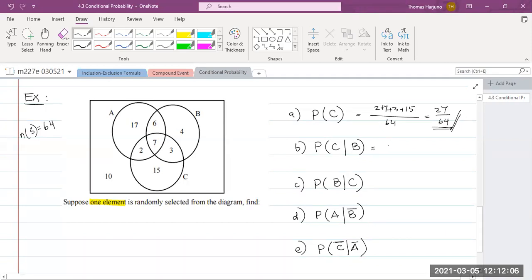Now part B. What is the probability of selecting something from C knowing it is in B? Let's see first how many elements we have in B. There are 6 plus 4 plus 7 plus 3, so 20 elements in B. Of these 20 elements, how many of them are in C? That's 7 plus 3. 50% chance.